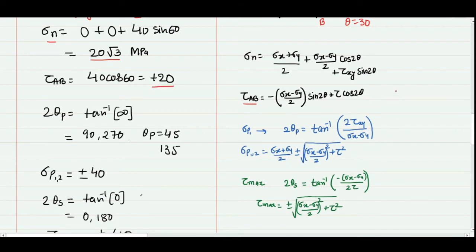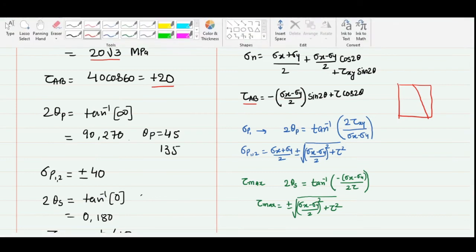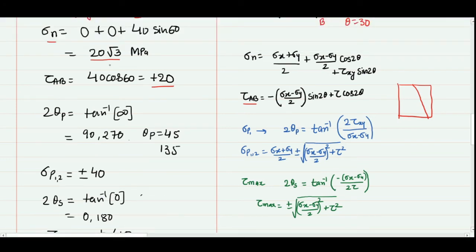So let's try to represent these two stresses. This is my oblique plane, and I have to represent the normal stress. So my normal stress is +20√3. That means it will be away from the body, so it will be plus, so 20√3. My shear stress is positive this time. Positive means it will be represented by this arrow, and the magnitude will be what? Magnitude will be 20. So this is my shear at plane AB, and this is my normal stress.